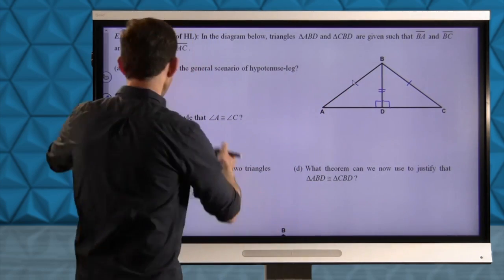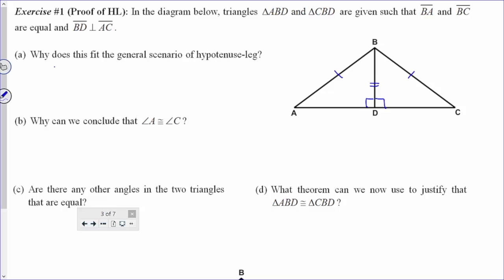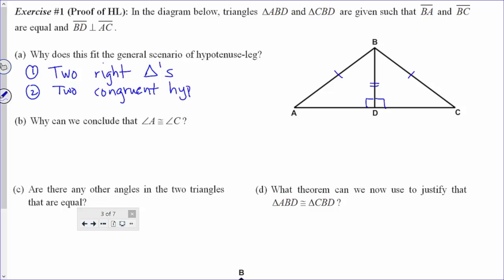Let's write down why it fits the general scenario. It fits the general scenario because we have two right triangles. We've got two congruent hypotenuses. And we've got two congruent legs.